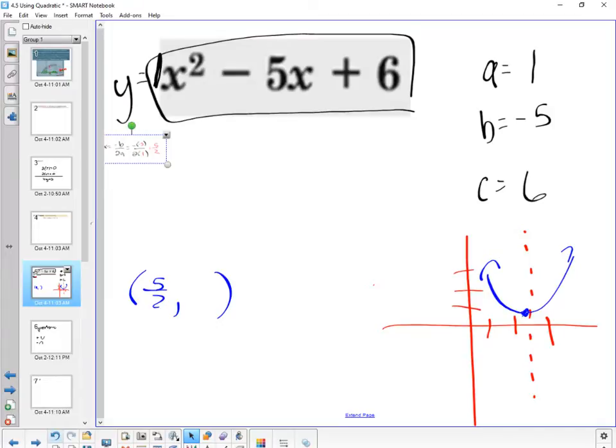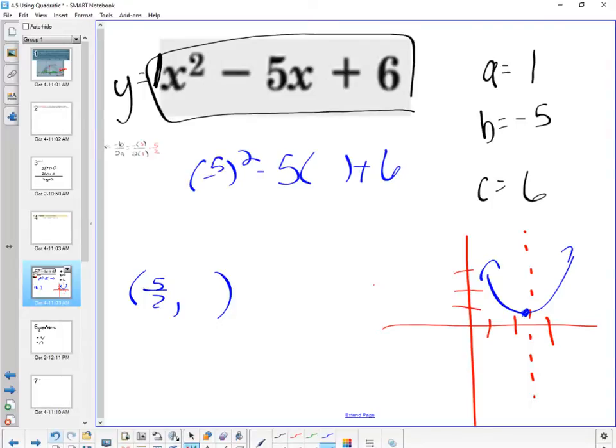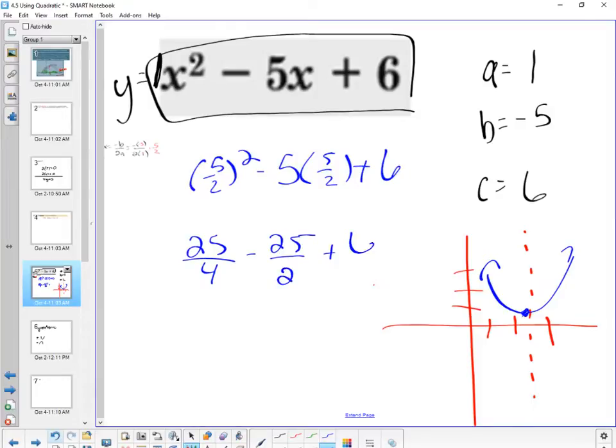Okay, so let's plug it in. We've got x squared minus 5x plus 6. I'm going to go 5.5 in here, 5.5 in here. 2.5 times... what do I have at the beginning? What's 5 squared? 25. What's 2 squared? 5 times 5, 25 over... plus 6. Someone simplify this for me, please.